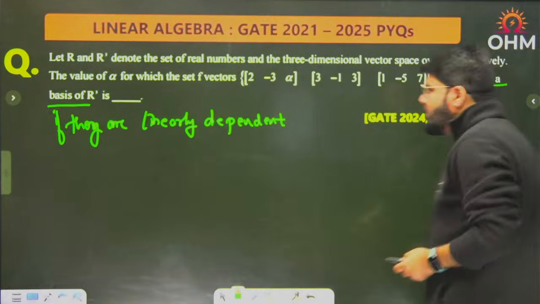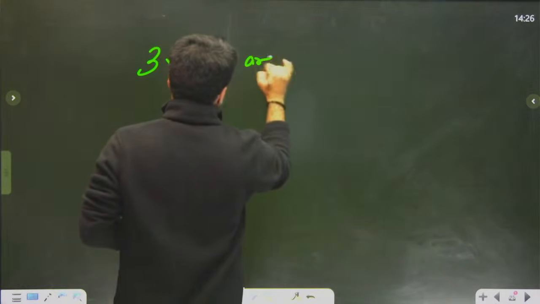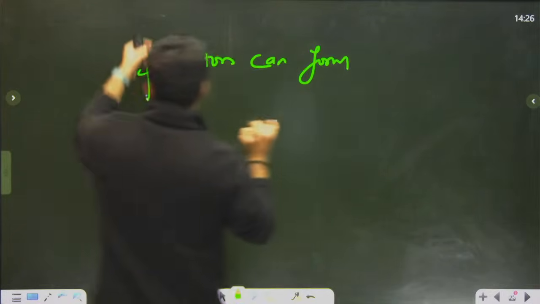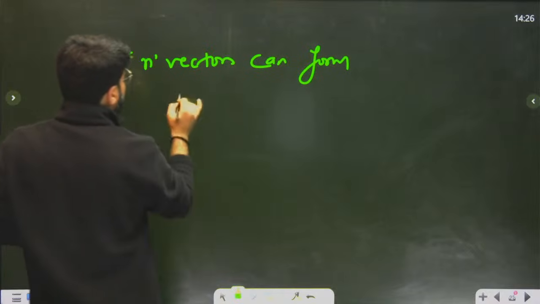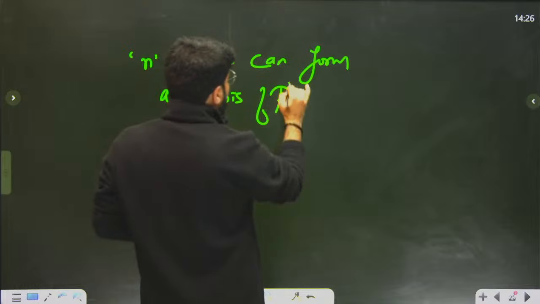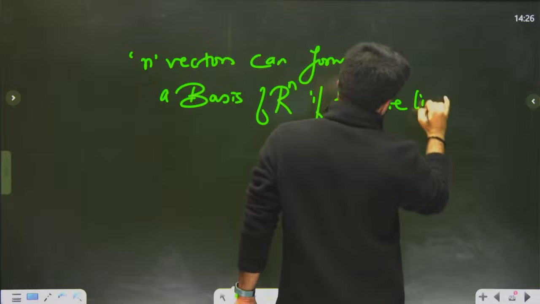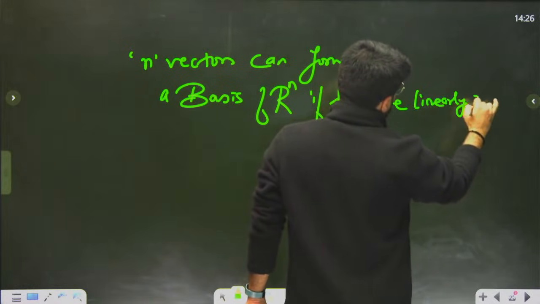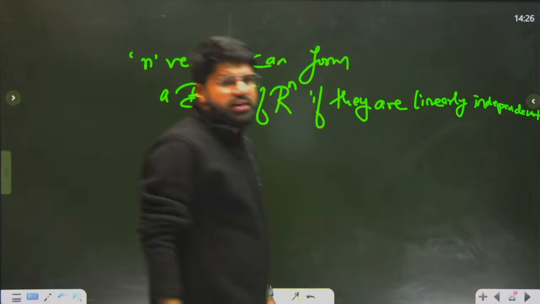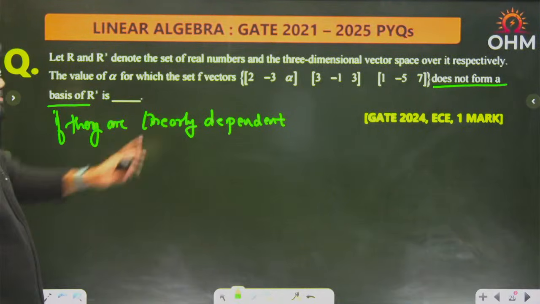One simple point I will write down. Three vectors, or in general, n vectors can form a basis of Rn if they are linearly independent. But here they do not form the basis, so the given vectors must be linearly dependent.